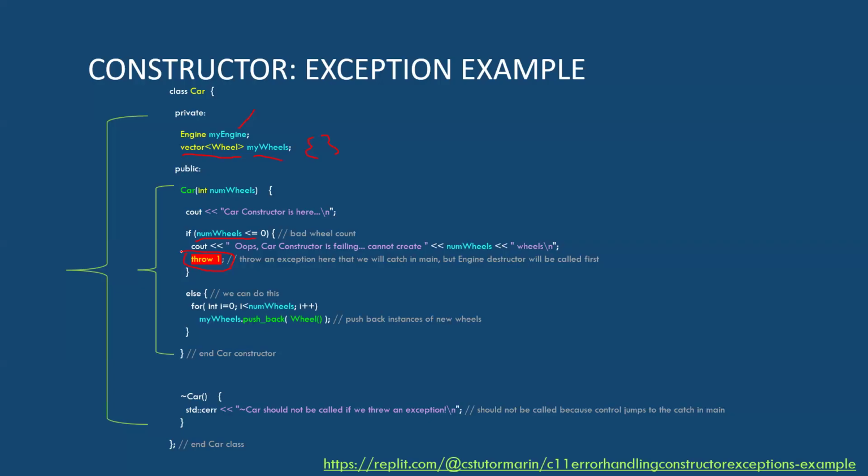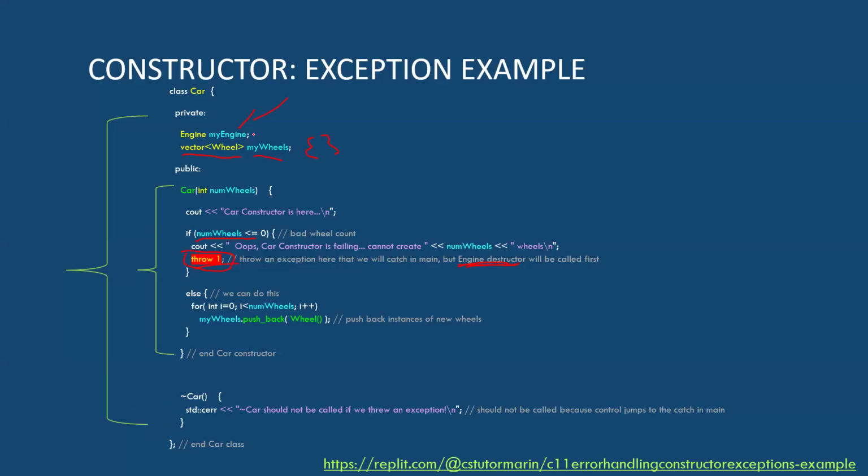But the nice thing is our engine destructor will get called, right? So this thing got constructed, we're going to throw an exception and the engine destructor will clean up that creation of that data member for us, okay? So that is one advantage to throwing an exception inside of the constructor there. We get a little bit of help on that cleanup, okay?